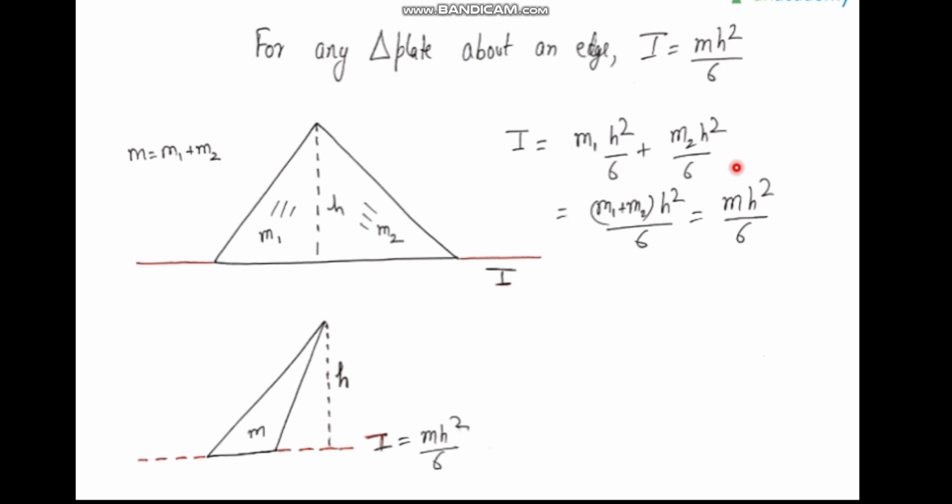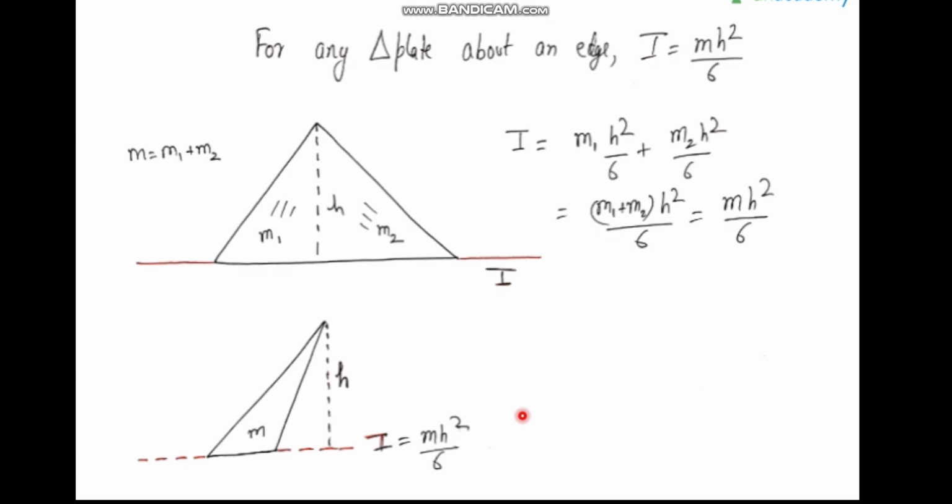Similarly, m2 h square by 6, and so simply you can see it is m1 plus m2 h square by 6, which is total mass m h square by 6. So for any triangular plate, the moment of inertia about an edge will be m h square by 6. The same can be done here also. For this plate also, if the mass is m, the moment of inertia will also be m h square by 6.